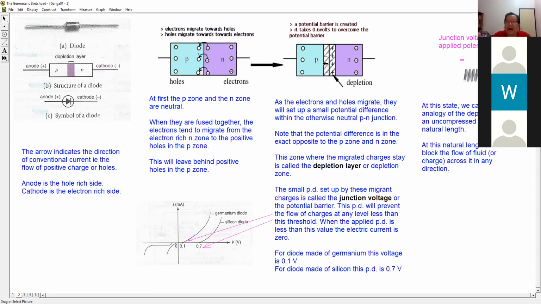The reason why it's unbiased is because they are not connected to any external potential difference, any external voltage. In this state, you see my mouse here, the electrons migrate over to the positive side, and the positive charge migrates over to the negative side. They are in the unbiased state before you connect any voltage to it. Now the size of this layer depends on the type of element we use.